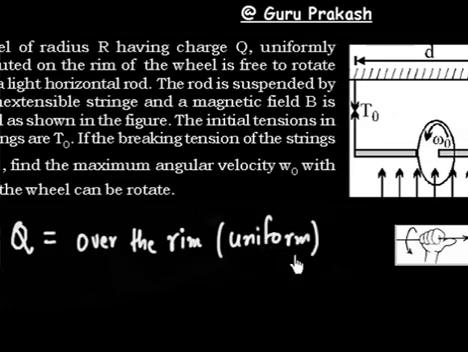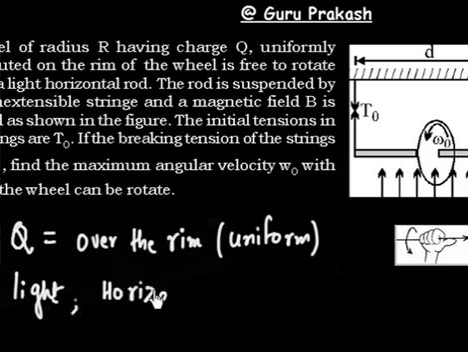Now this says, this wheel is free to rotate about a light horizontal rod. So this is a light rod, almost mass is zero, and horizontal. So the rod is light. So I can write this is a light horizontal rod.